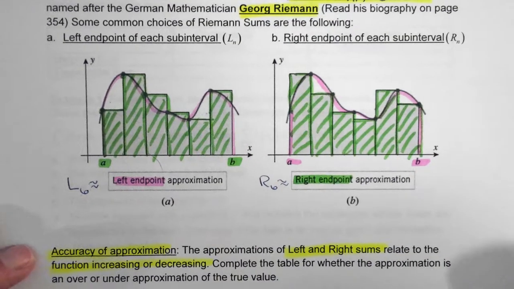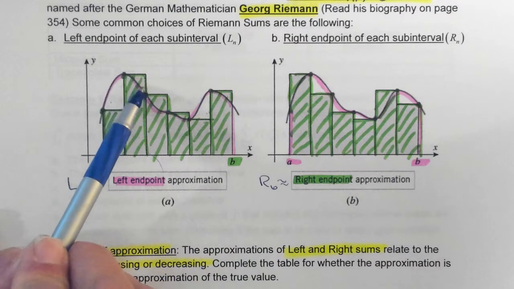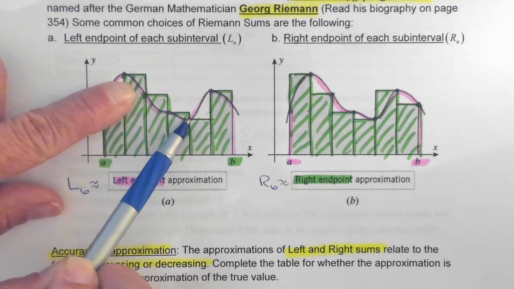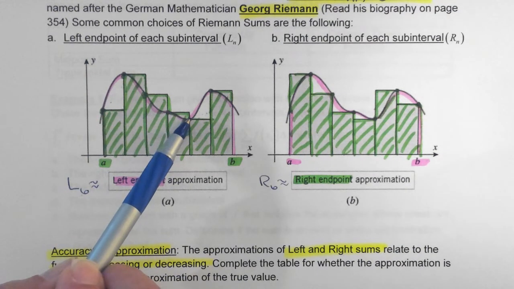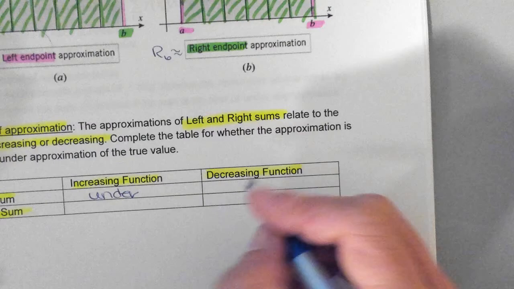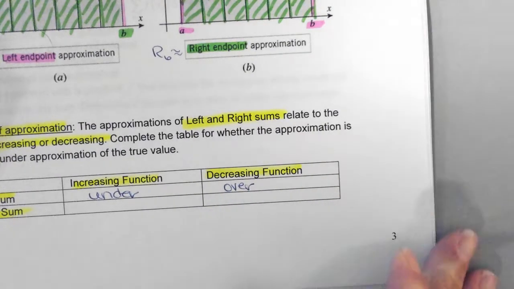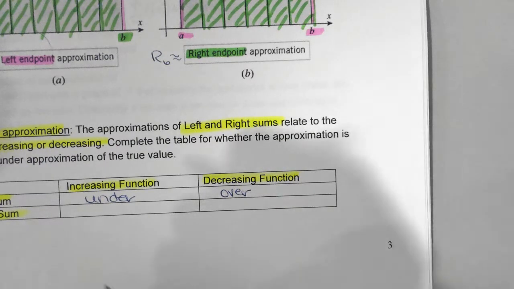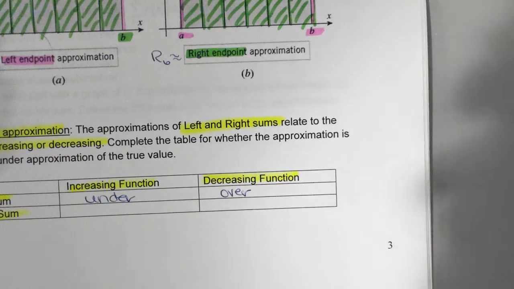So then where the function is decreasing, look here, the function's decreasing all right here. What do you notice about this portion of the graph? The rectangles do what? They go outside. So it's an over approximation. Does that make sense? Same thing here, decreasing. So here, this is an over approximation. Now, when you're identifying this, you have to write over approximation, not over under, because over under doesn't mean anything.